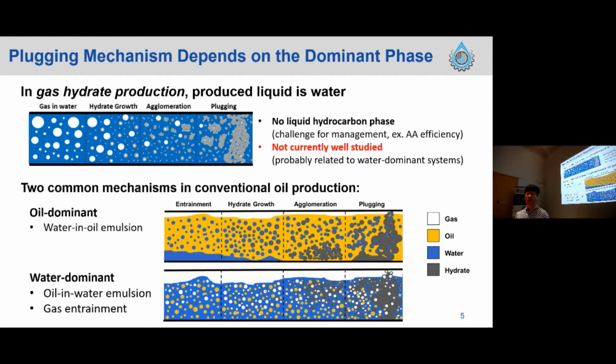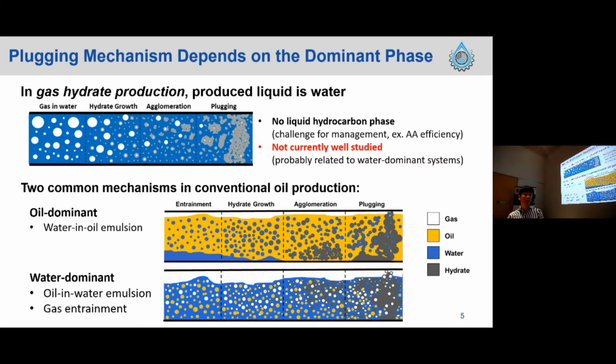And in general, plugging mechanism depends on dominant phase. For instance, in conventional oil production, there are two mechanisms, oil dominant and water dominant. And in oil dominant system, water is dispersed in continuous oil phase and hydrate forms at the surface of water droplets in oil phase. And formed hydrate may create large aggregates, and large aggregates may cause plugging.